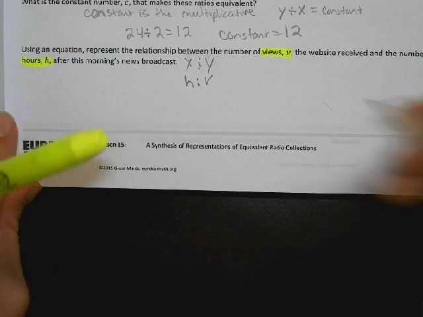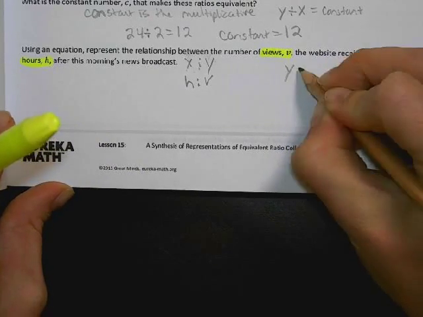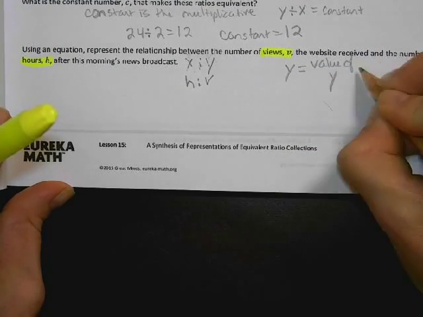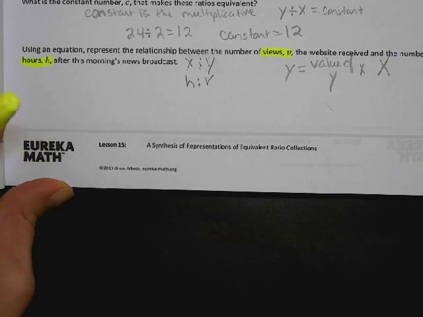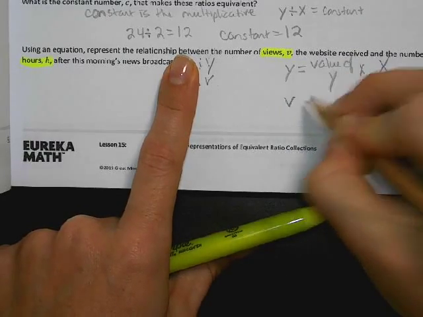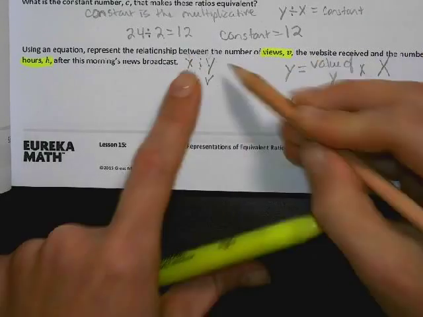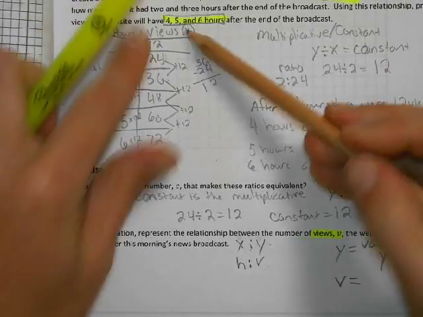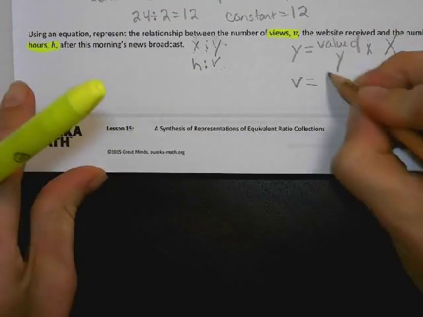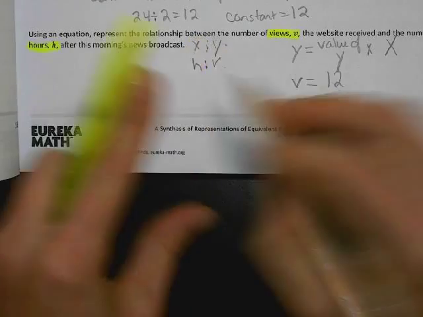And now we can actually use our formula that you were given before, which is that your Y is equal to the value of Y times our X. So my y, looking here, my y is v, or views, so it's v equals my value of y, which is views, and so that means I go back up here. My views is 12 over 1, which is a 12. So my value of y is 12 times my x, which was hours.